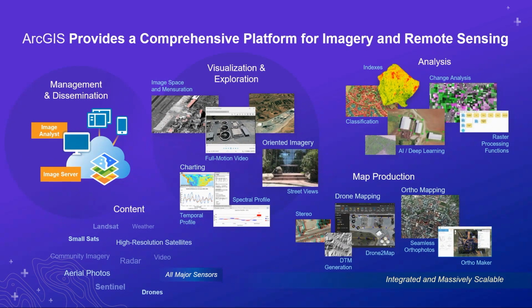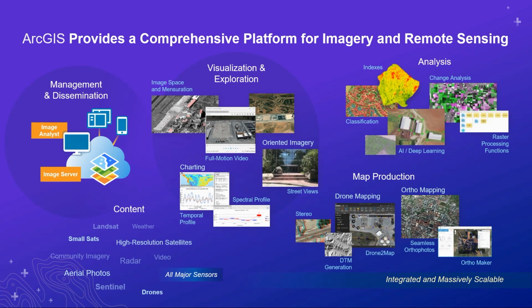So here is a comprehensive overview of the ArcGIS platform for imagery. It contains managing and disseminating imagery and providing rich image content from ArcGIS Online, and has many visualization techniques for satellite imagery, for oriented imagery, oblique imagery, motion video, and so on, and also the capability to visualize spectral profile and temporal profile and things like that.